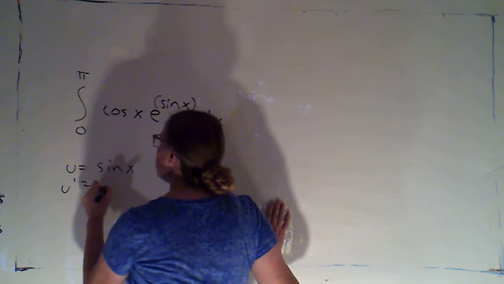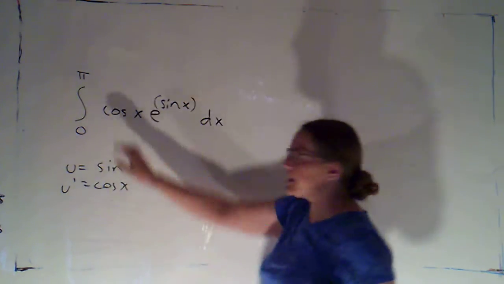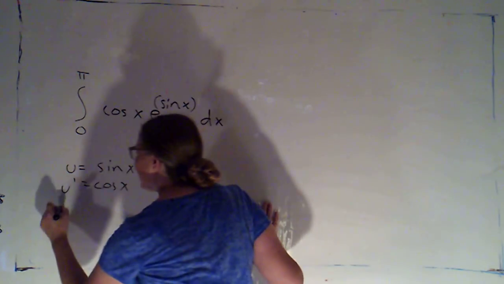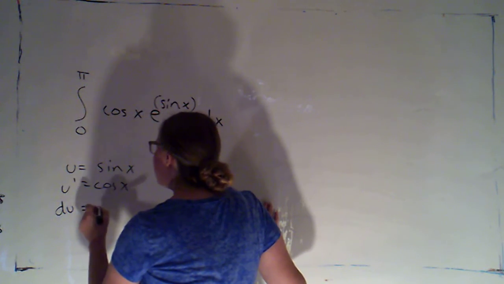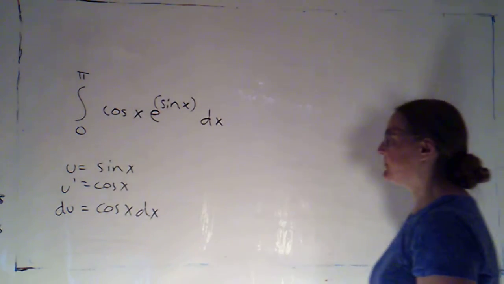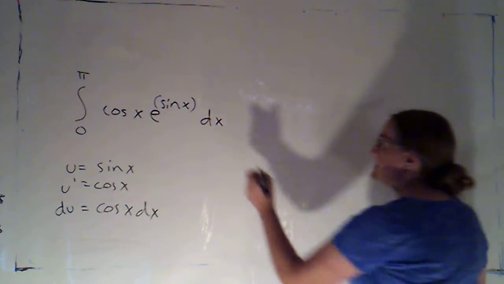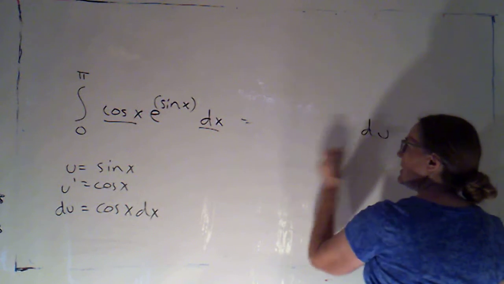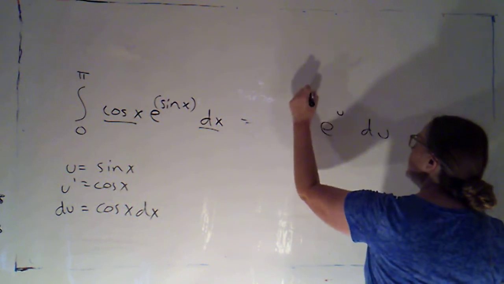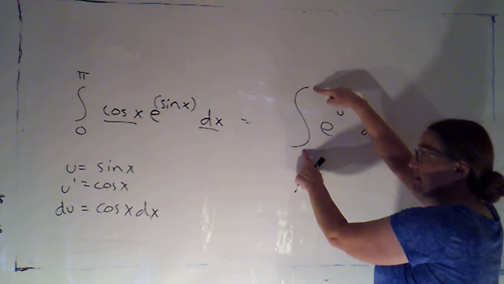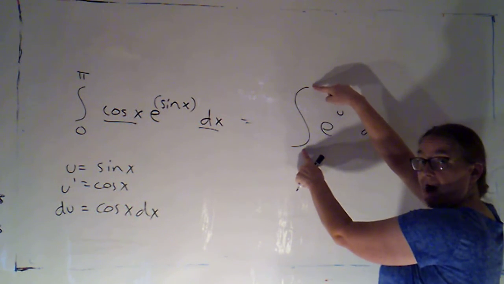That means u prime is cosine x, and lucky us, we've got a cosine x just hanging out, waiting to get absorbed into that du. So du is going to be cosine of x dx. So now I can rewrite that. This becomes my du. My integrand becomes e to the u, and I'm going to be integrating from the u value at 0 to the u value at pi.